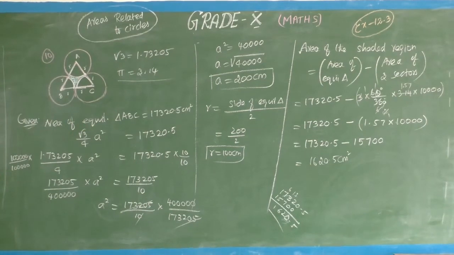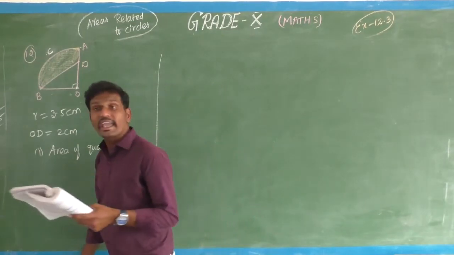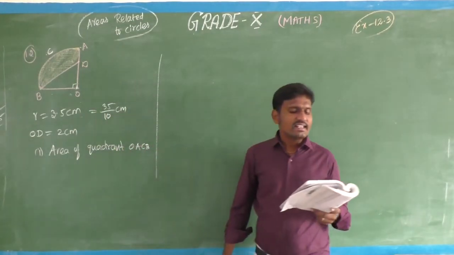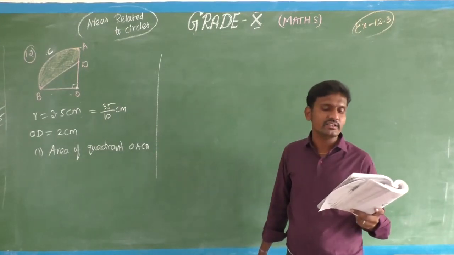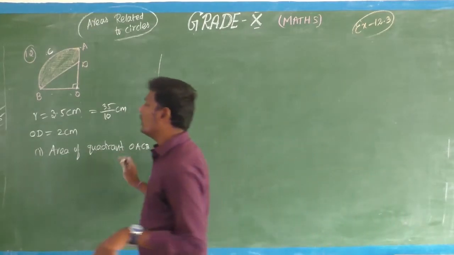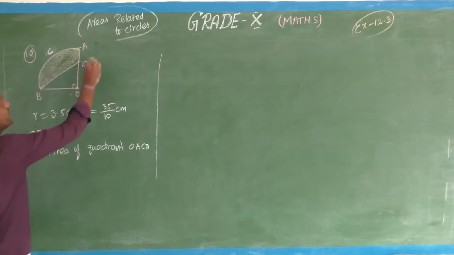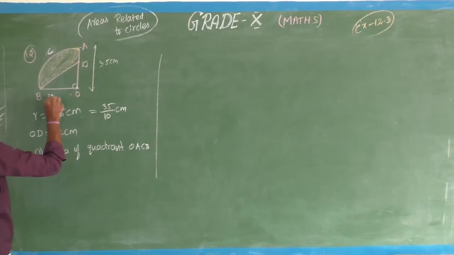Okay. Next, yes students, question number 12. In the figure, OACB is a quadrant of a circle with the center O and radius 3.5 centimeter. If OD equals 2 centimeter, find the area of the quadrant OACB. So for that, the radius is 3.5 centimeter, and this is also 3.5 centimeter. And one more thing is given, OD, that is 2 centimeter. Now I am going to use the formula for the area of the quadrant.